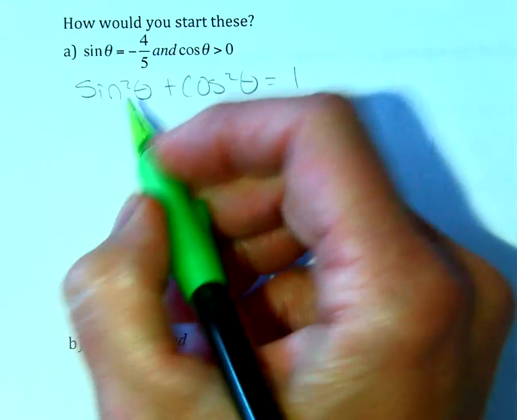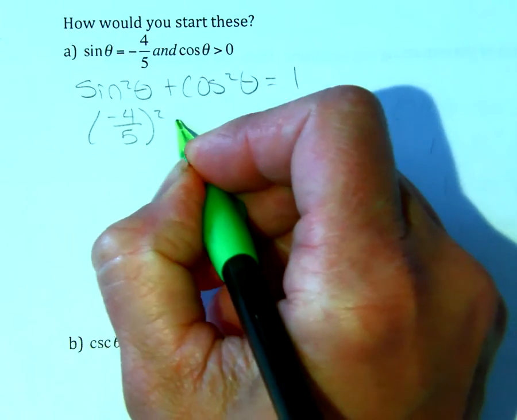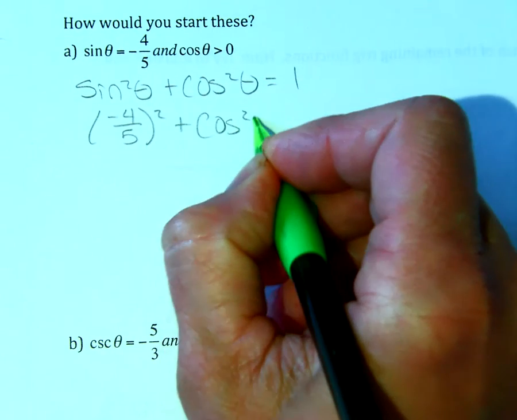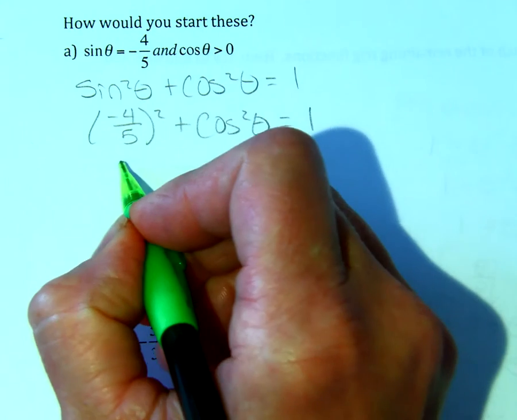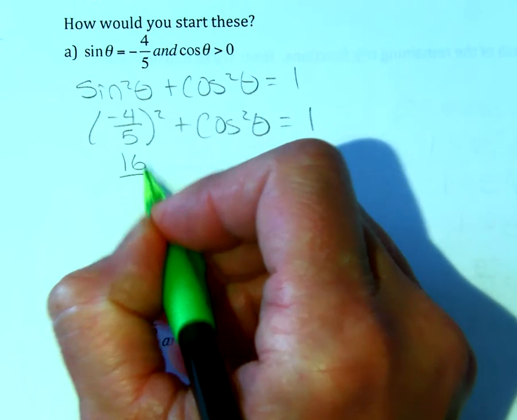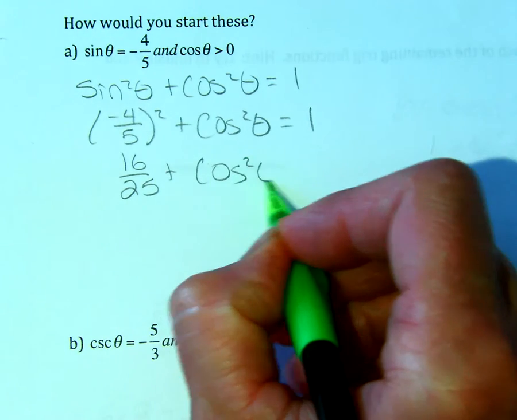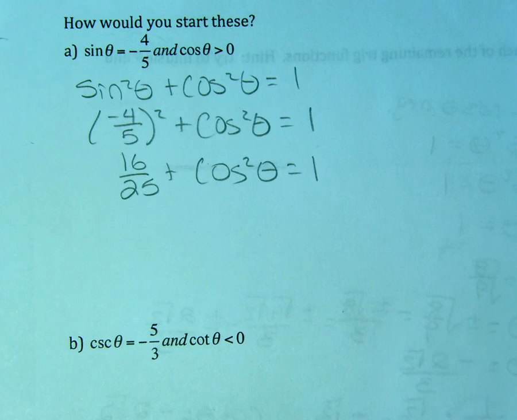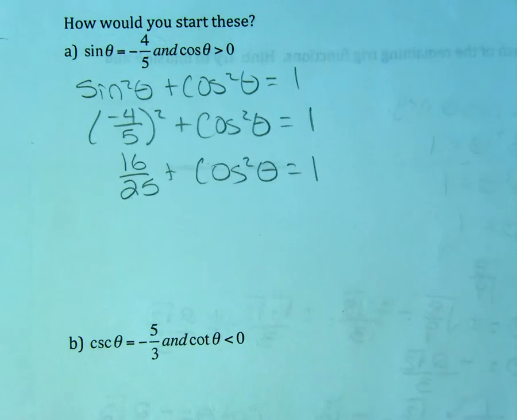Then sine is negative 4/5. Don't forget to square it. Now we'll square what's in here. Negative 4 squared is 16. 5 squared is 25. And now solve for cosine. So again, think of this as a great big old X. So you need to subtract the 16 over 25. Again, you can put it right in your calculator.